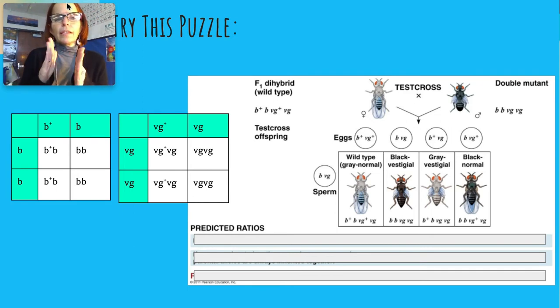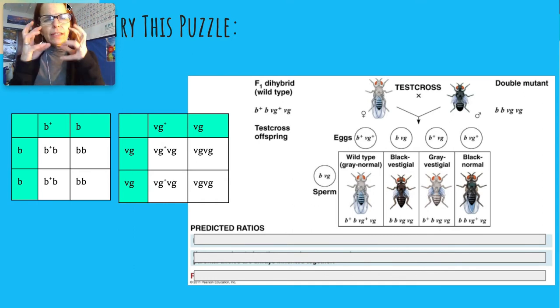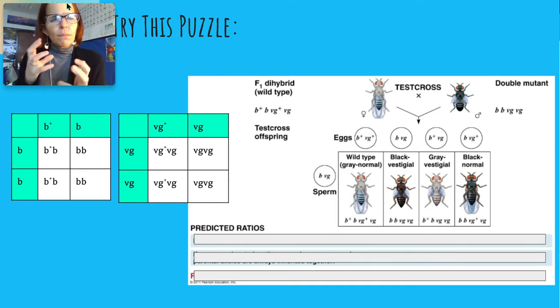In this case, B+ is the dominant gray body, and VG+ is the dominant long, full wings. The lowercase b without the plus stands for black, and it's recessive. And the VG stands for vestigial wings, which are wings that are really small. They're not shaped correctly.